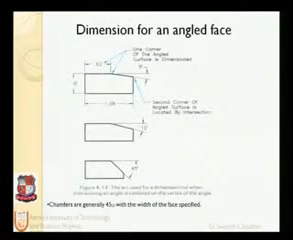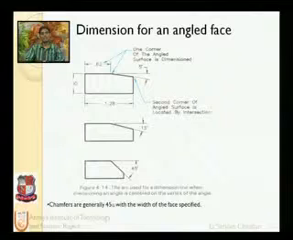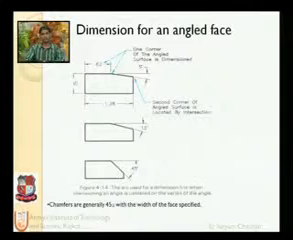Dimension for angled faces. There are certain cases where we see a taper or a slant section, so we need to give the taper angular dimension that shows the slope or slant surface, like this. As shown on the screen, to dimension an angled face, one corner of the angled surface is dimensioned, and the second corner of the angled face is located by intersection.